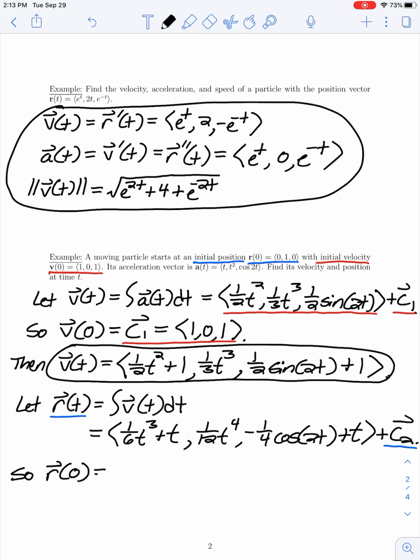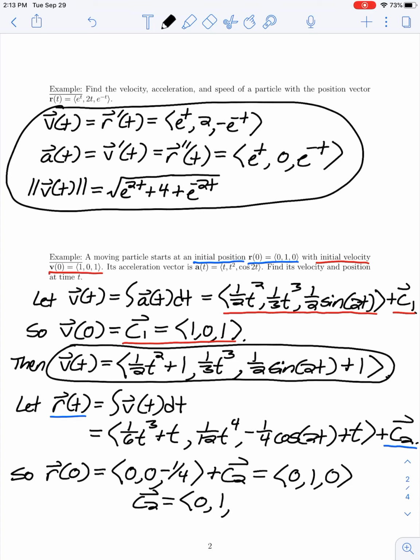r at time 0 would be equal to the vector 0, 0, negative 1/4 plus this constant vector c2. And I'm told that that had to equal the vector 0, 1, 0. So solving for this constant vector c2, I would have 0, 1, 1/4. And once I know c2, then I have my position function r of t.